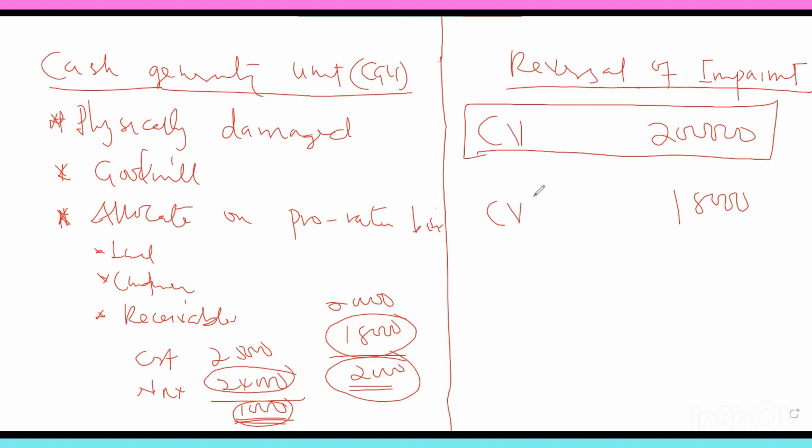So the carrying value should have been what? The 20,000. But you have 18,000 now. It means that you have to increase the 18,000 by 2,000 to have the 20,000 as the original carrying value. So the reversal of the impairment over here should only be the 2,000, which is the increase in this particular value. That is the only amount that you can reverse.